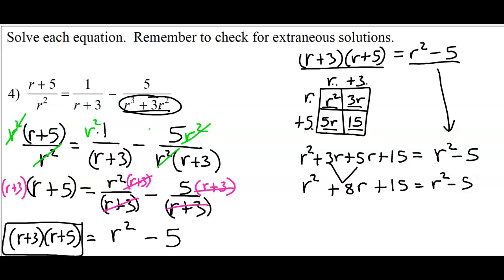Next, we have r squareds here on both sides. So I'm going to take an r squared off this side, and whatever you do to one side, you do to the other. Now in this case, the r squared just happens to cancel on both sides. That's actually pretty convenient.